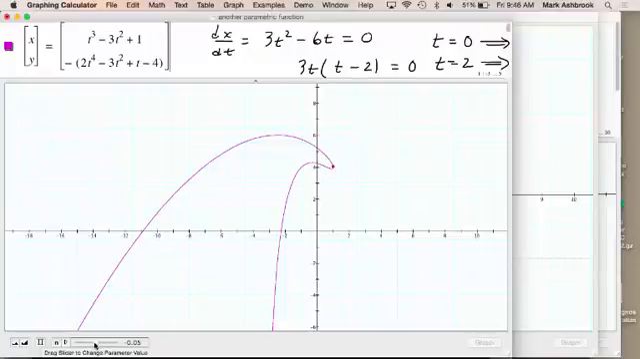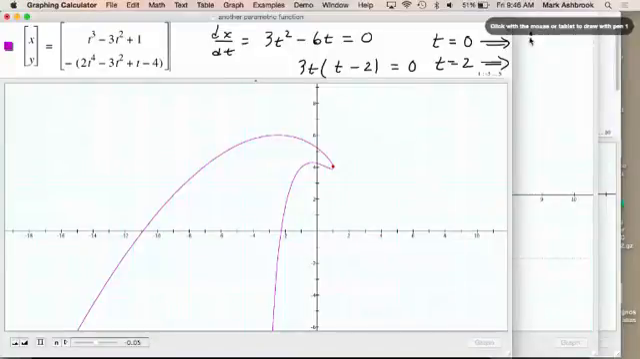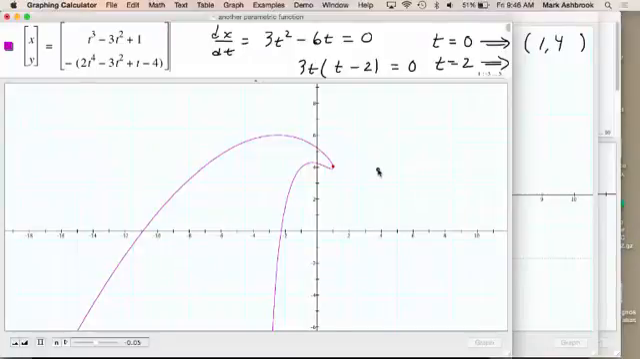What point do we get? It's the point you guessed by looking at the curve. When t equals 0, we get, is it 1, 4? Okay, so there it is. At 1, 4, we just confirmed that it's heading vertically at t equals 0.